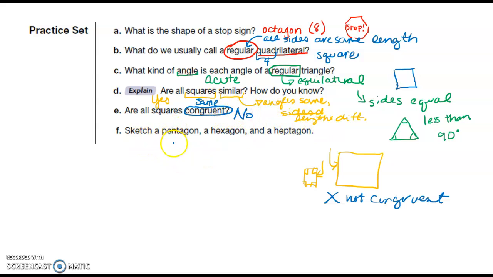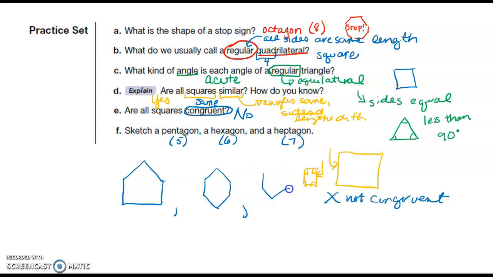And then it says, sketch a pentagon, 5 sides, a hexagon, 6 sides, and a heptagon, 7 sides. Oh, this should be interesting. So a pentagon kind of looks like this. It's like a baseball diamond. 1, 2, 3, 4, 5. We're good. Hexagon, oh boy. 1, 2. There we go. Kind of like a diamond. Okay, heptagon. 1, 2, 3, 4, 5, 6, 7. That's beautiful, Mrs. Ross. Well done.